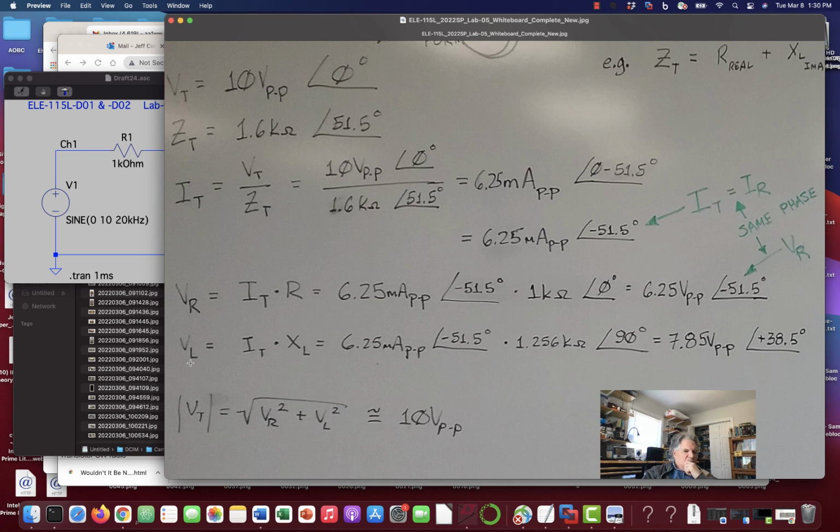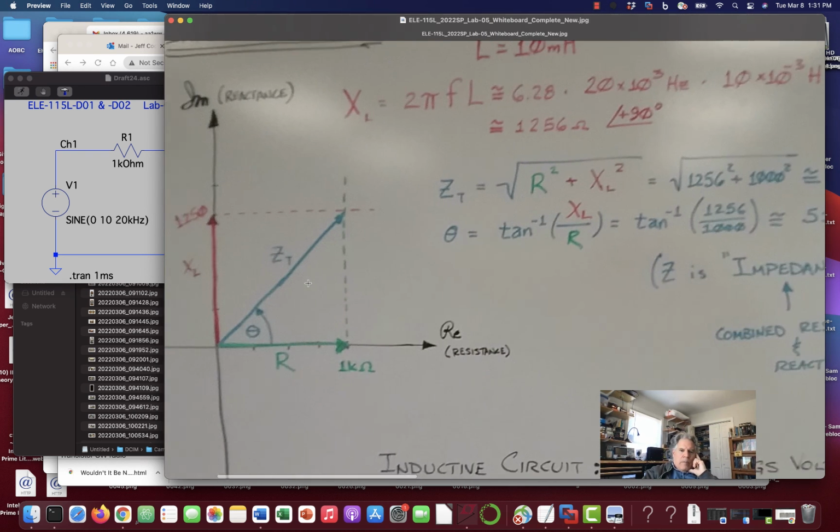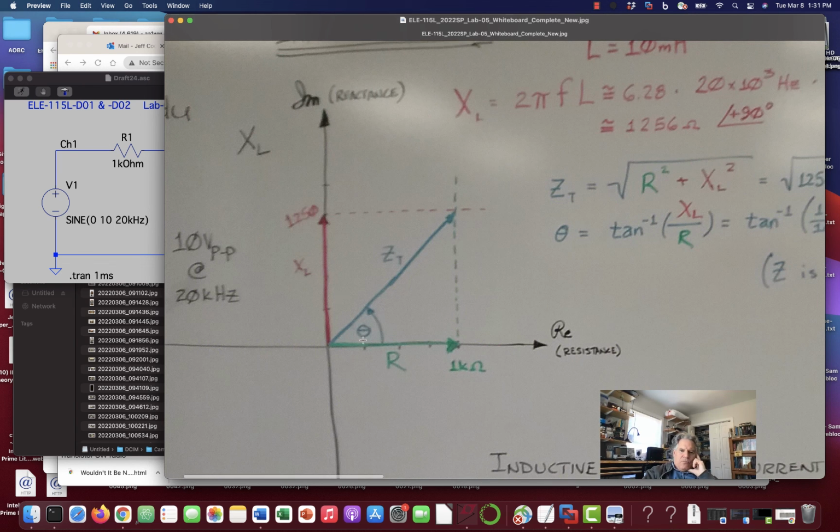Now VL is equal to IT times XL, just like VR was IT times R. So we take 6.25 milliamps peak to peak at minus 51.5 degrees, and we multiply it by 1.256 k ohms at 90 degrees. Remember in our diagram, XL was standing up here at 90 degrees, okay?